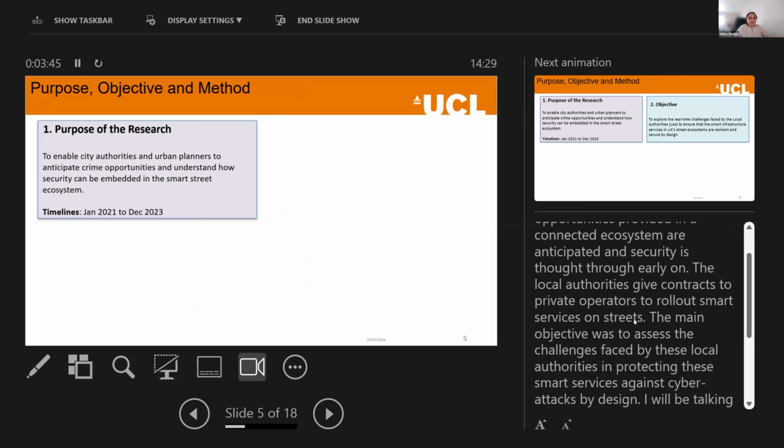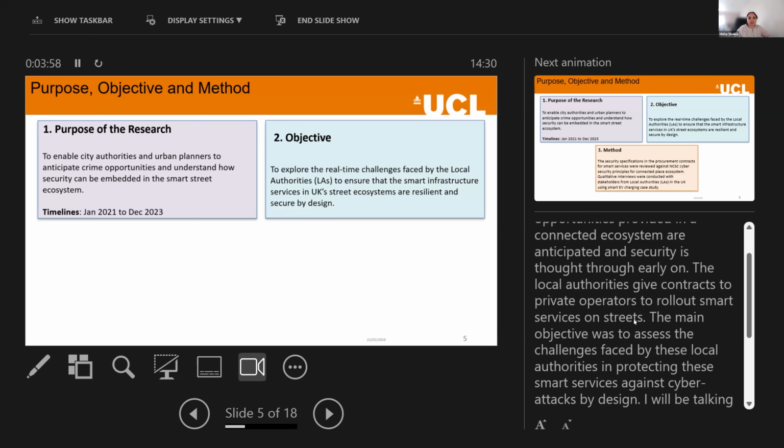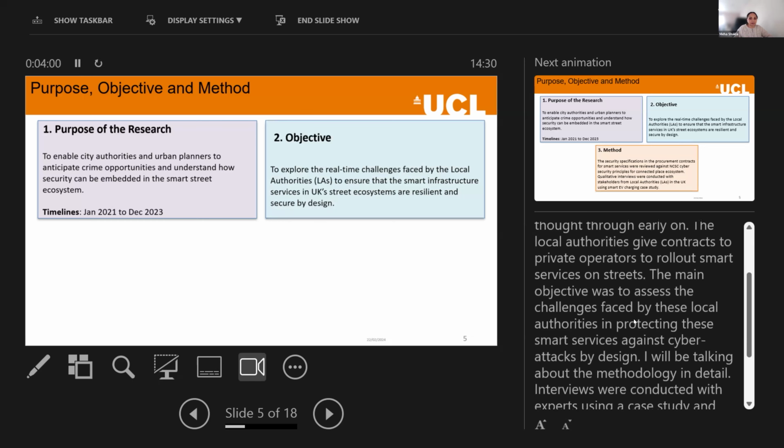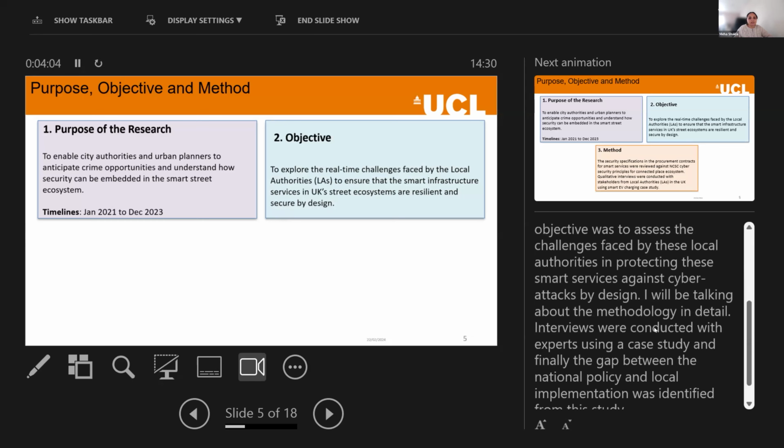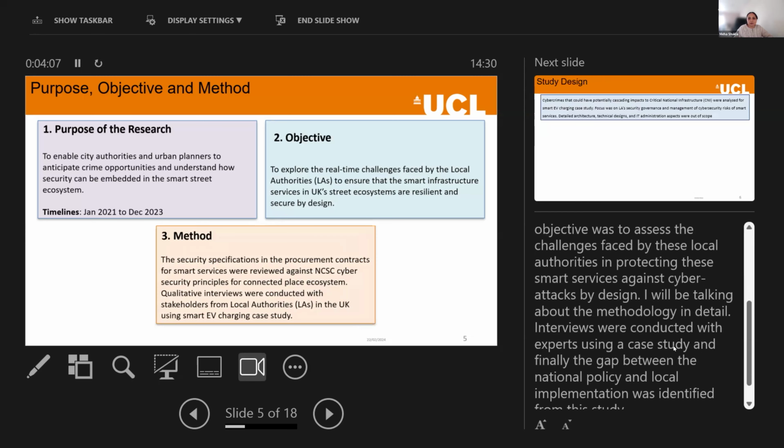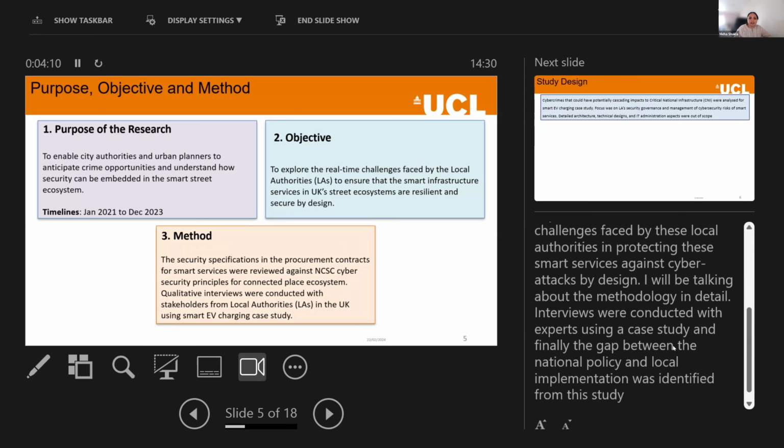Now, the main thing about the rolling out of smart services is that the local authorities give contracts to private operators to roll out these services. So the main objective was to assess the challenges faced by these local authorities in protecting the smart connected places from cyber attacks. The method used was qualitative interviews with local authority and government stakeholders, and even the private operators of this smart EV charging service, which was used as a case study here. All the specifications in the procurement contracts were mapped with NCSC's cyber security principles for connected places to understand whether they are really being implemented.